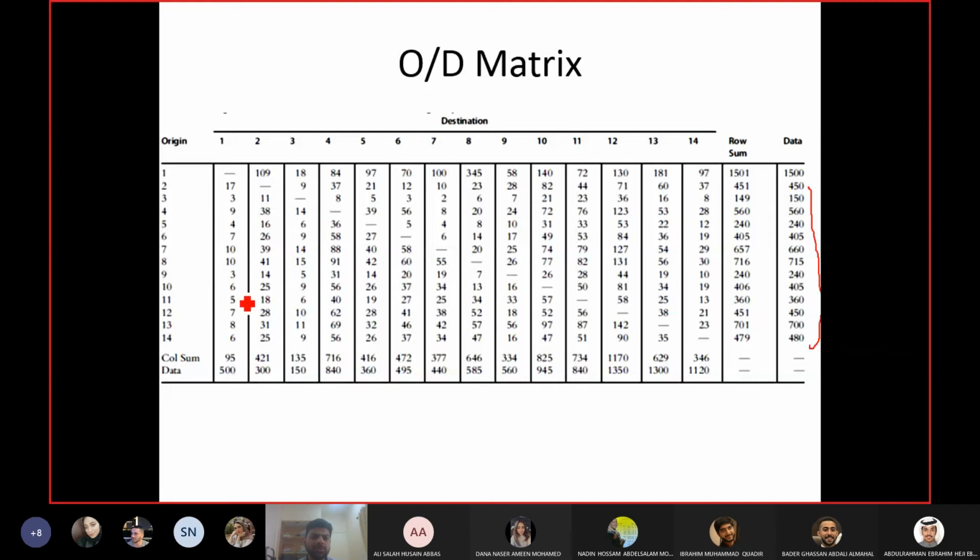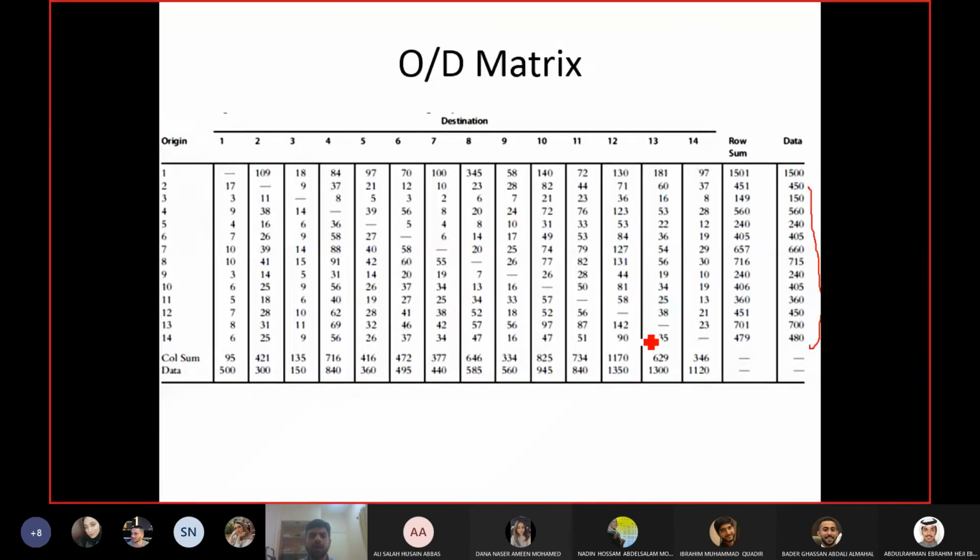Now if you come here, we have the summation of each column as well. The summation of each column should be equal to the number of trips which are entering into each zone. So 500 is the actual number of trips which are entering into zone 1, calculated from the trip generation stage, and you are getting 95. Similarly, 300 is the number of trips which are entering zone 2 according to the trip generation stage, but you are getting 421, and so on and so forth.